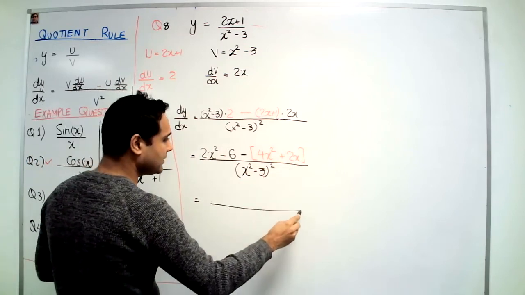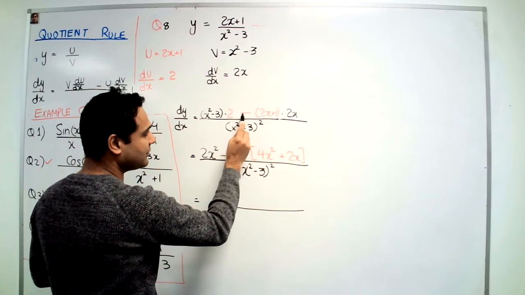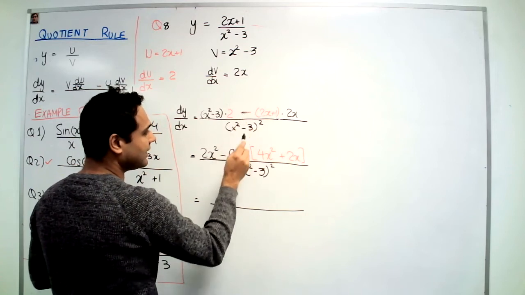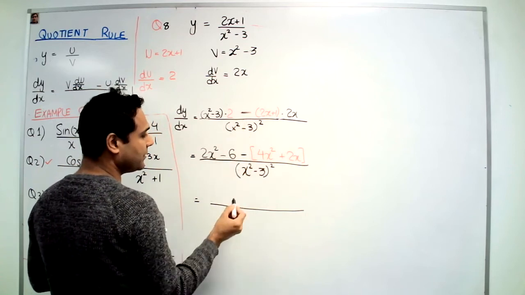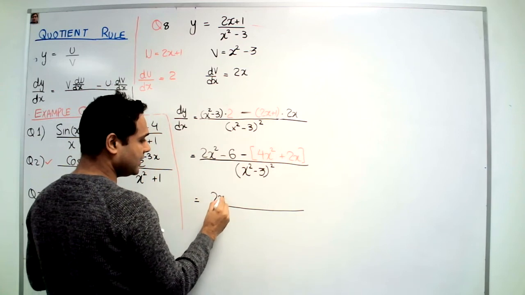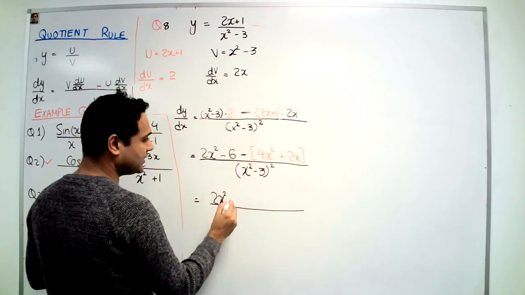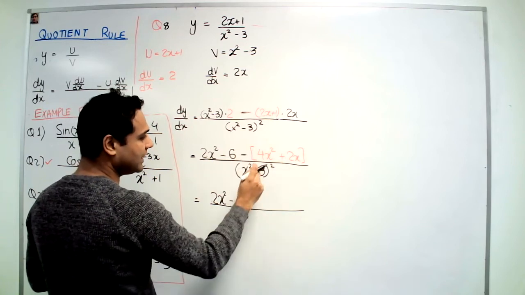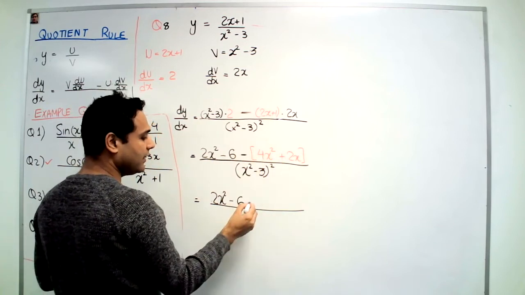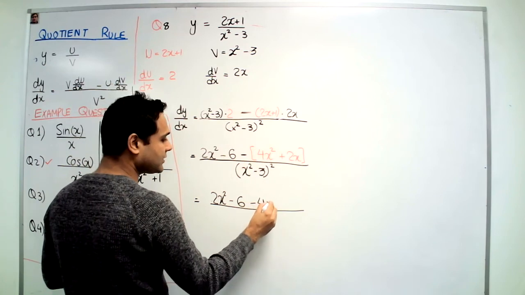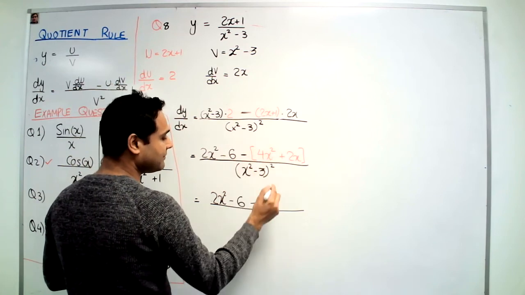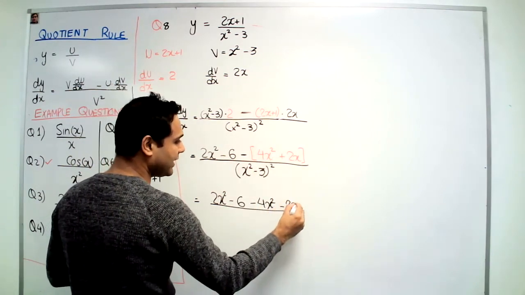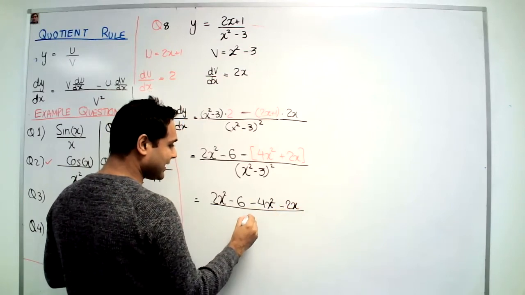Now I need to open this minus because there's a negative here. I need to open this negative sign, multiply that negative inside. If you open this bracket up, this negative will change all the signs inside. This is a positive, that becomes a negative 4x squared. This is positive, that becomes a negative 2x. The bottom remains exactly the same.